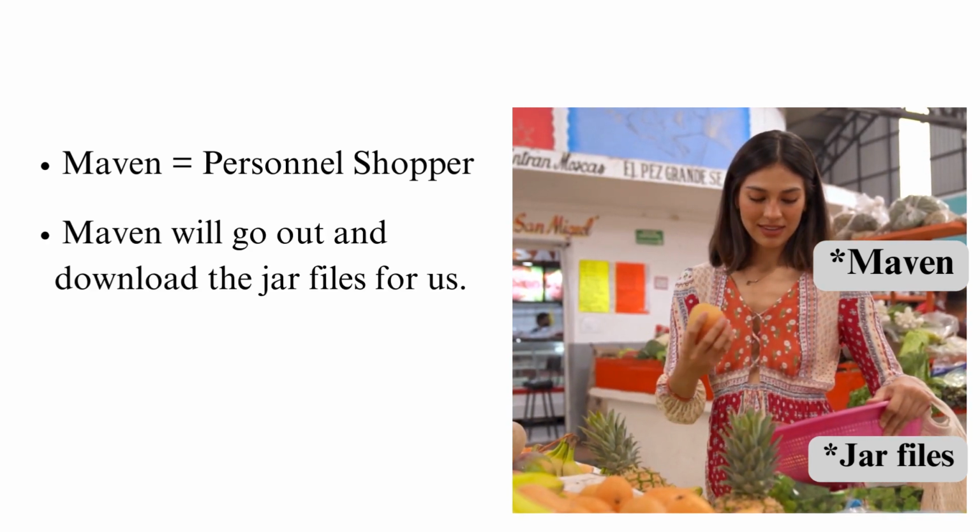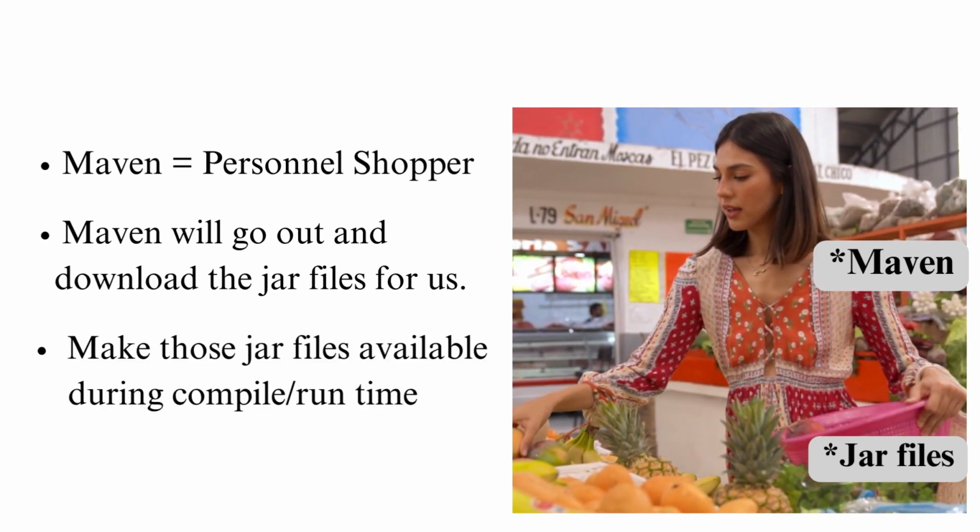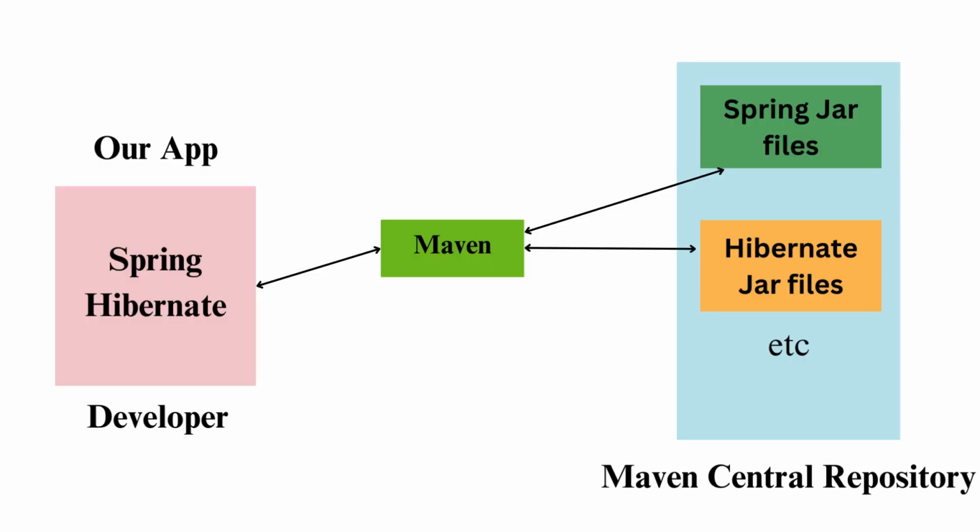Just like that, Maven will go out and download the jar files for us and make those jar files available during compile time and runtime. Now let's look at how this works in a diagrammatic way. We have a Maven central repository on the internet and we have our application, and we give our shopping list, such as Spring and Hibernate, to Maven. Then Maven will go and download the Spring jar files and Hibernate jar files and make them available for us to use. It just makes the developer's work easier.